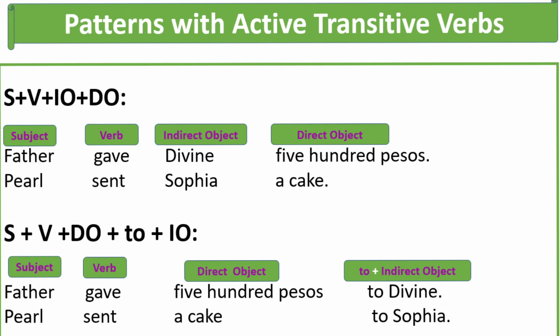So we have father, so I use the same example just for you to be able to distinguish how it's being constructed. So it's easier for students to understand. So we have here, father gave 500 pesos to Divine. So look at the pattern now. Father is the subject, gave is the verb, so the direct object came first. That's why it's DO plus IO. To Divine, okay, is the indirect object. Okay. Next, we have Pearl sent a cake to Sophia. So we have here Pearl is the subject, sent is the verb, and then a cake is the direct object, and to Sophia is the indirect object.